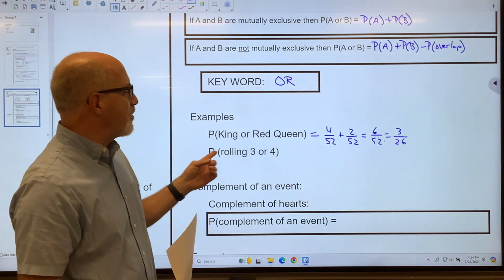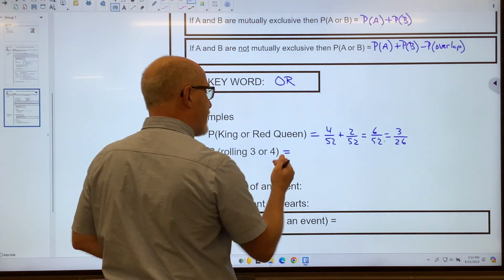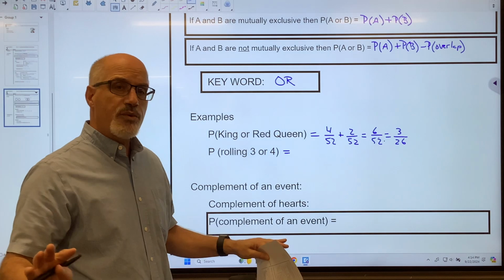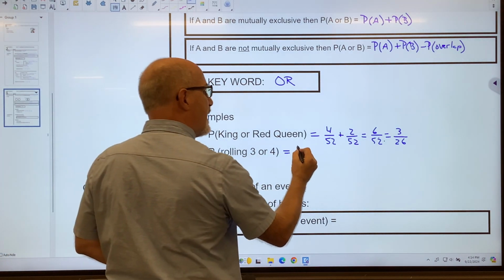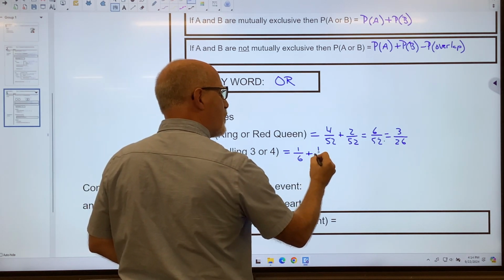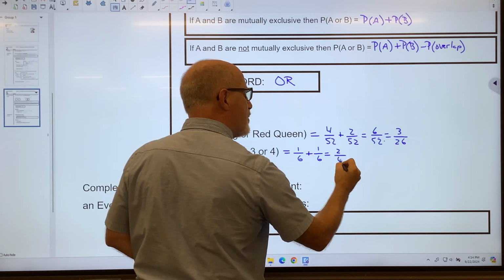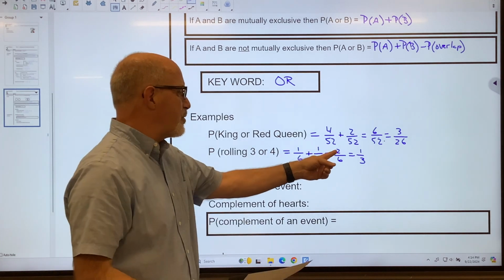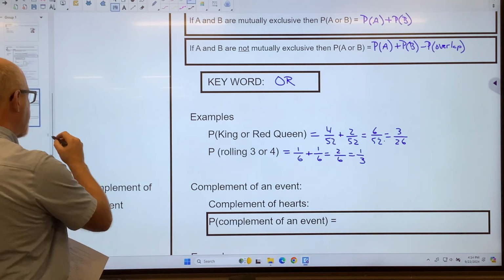Now, what about the probability of rolling a 3 or a 4? Again, rolling a 3 does not overlap at all with rolling a 4. They're 2 distinct outcomes. So rolling a 3 is 1 out of 6. Rolling a die and getting a 4 is 1 out of 6. So the probability of getting a 3 or a 4 is 2 out of 6, which reduces down to 1 out of 3, which makes sense. There are 2 success possibilities out of 6 possible outcomes.